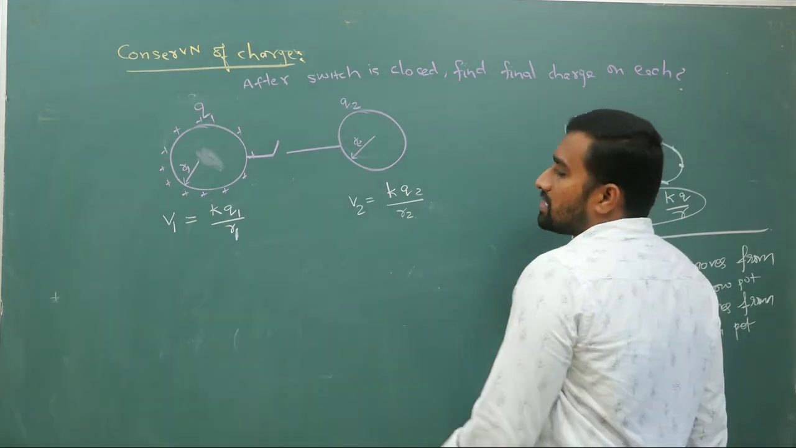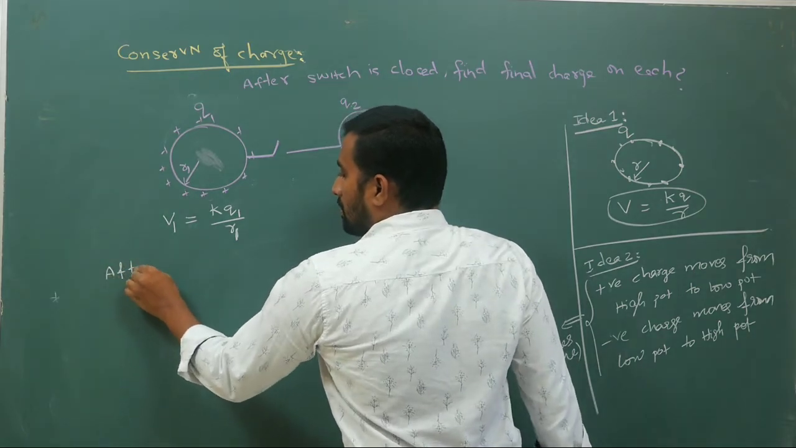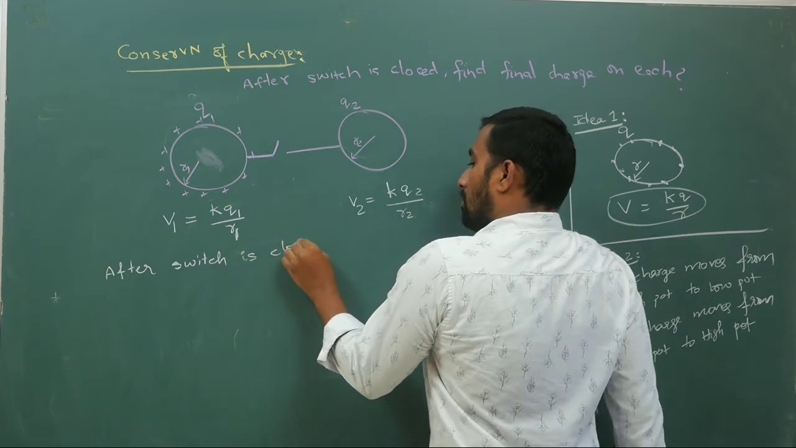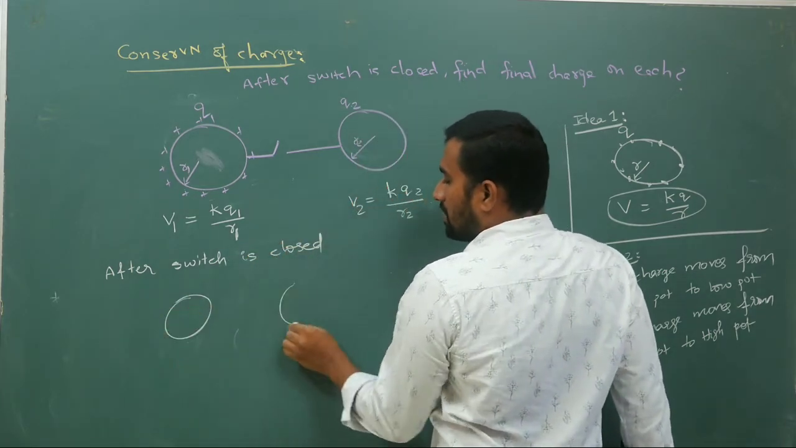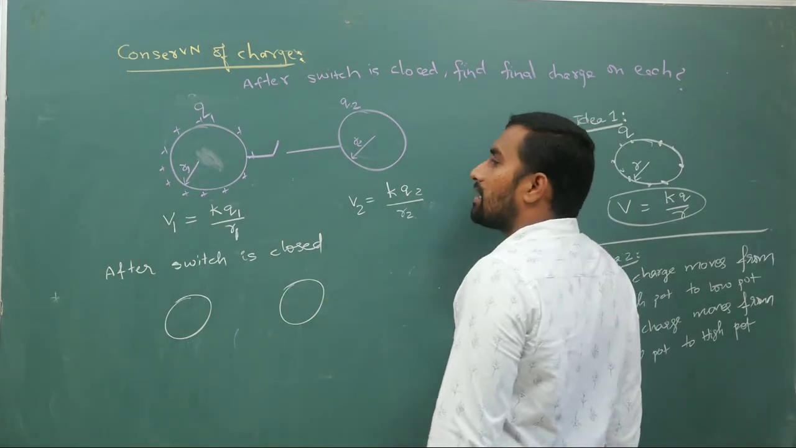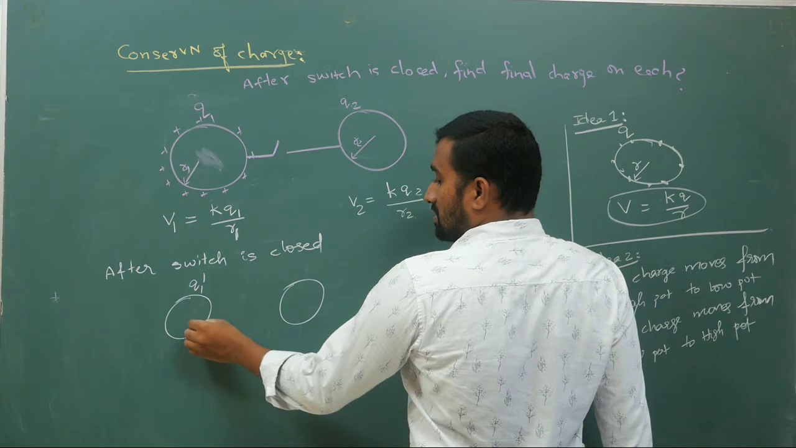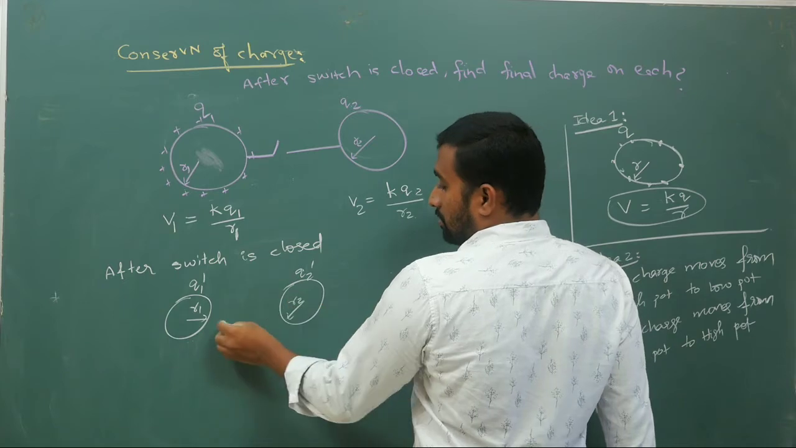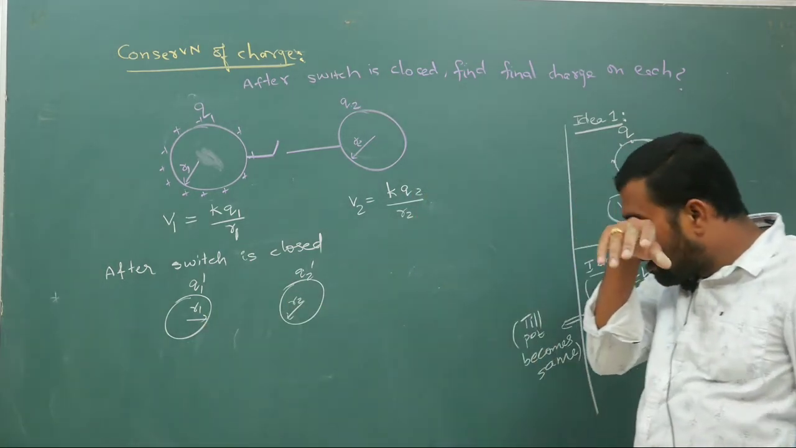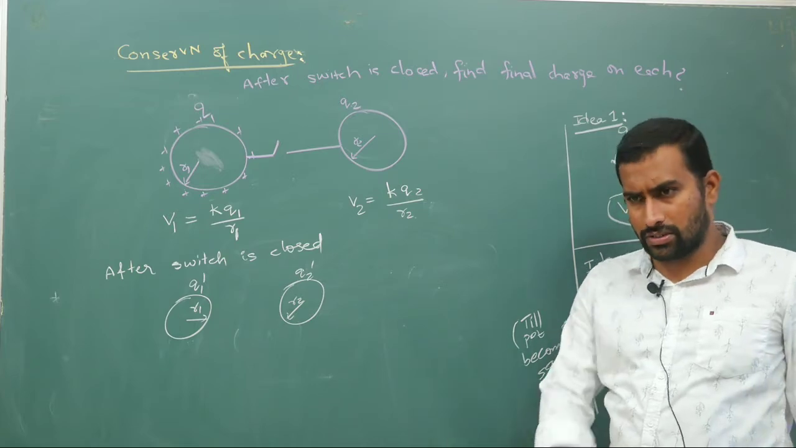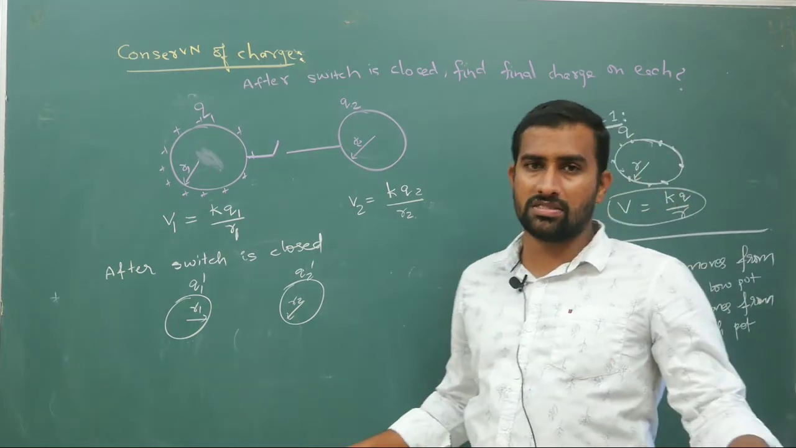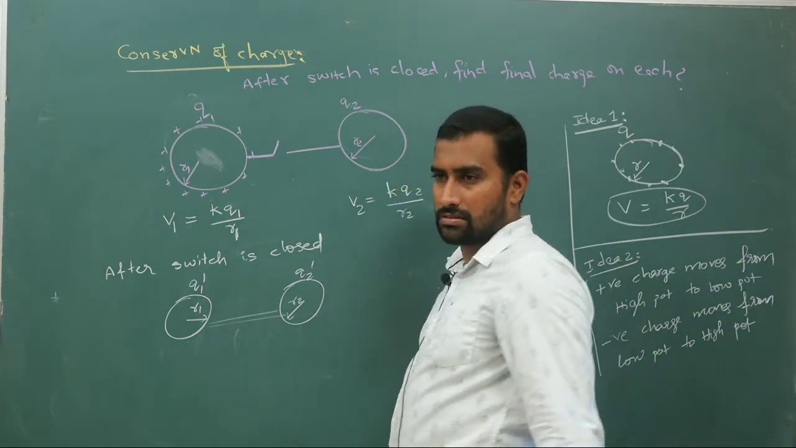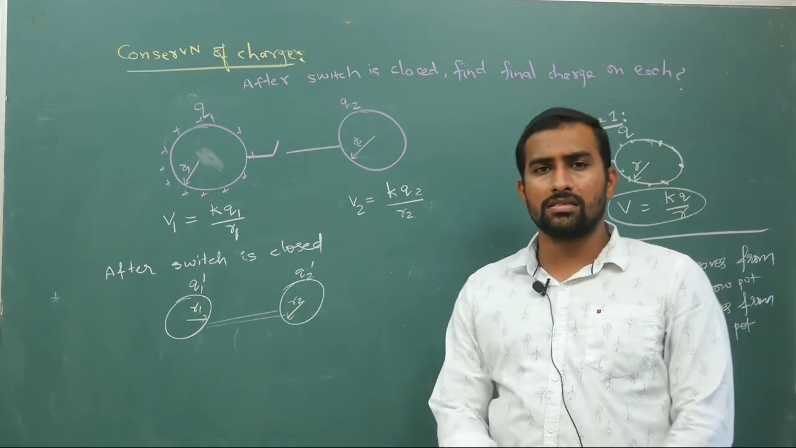Now after the switch is closed, I will write it here. After the switch is closed, charge transfer will happen depending upon whichever body is at higher potential. Let us say Q1 dash is the charge on this and Q2 dash is the charge on this, radius is R2. Now the switch can be closed still or it can be opened, no issues, it doesn't matter. Once potential becomes the same, charge redistribution happens, whether the wire is present or not present, it doesn't matter, your answer is not going to change.